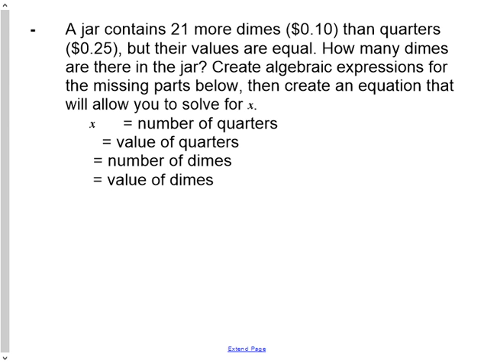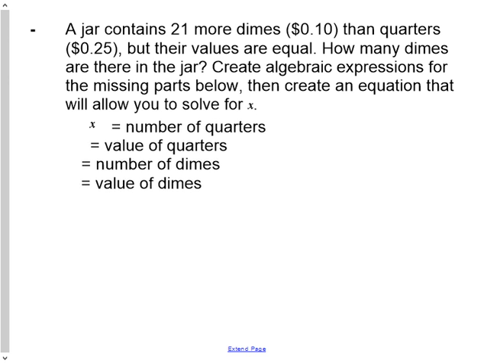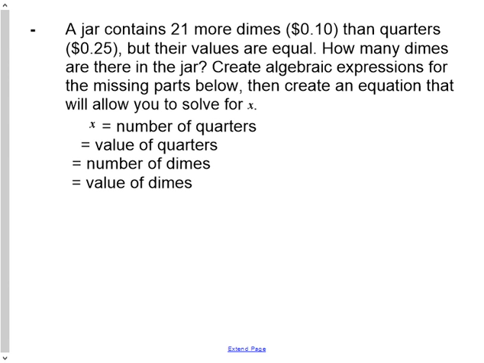Okay, and your last story problem question says a jar contains 21 more dimes, which are 10-cent coins, than quarters, which are your 25-cent coins, but their values are equal. How many dimes are there in the jar? Create algebraic expressions for the missing parts below, and then create an equation that will allow you to solve for x. So the first thing I gave you was that x is actually equal to the number of quarters.